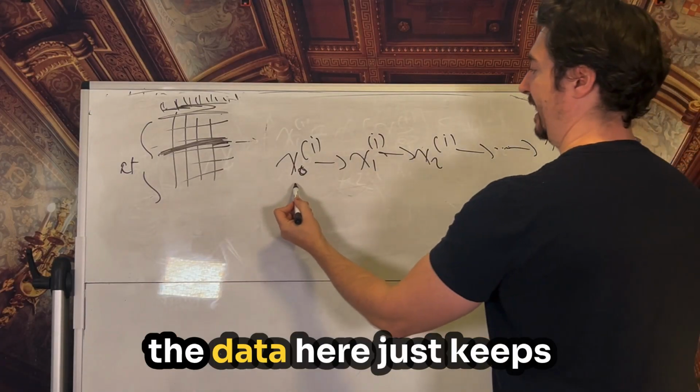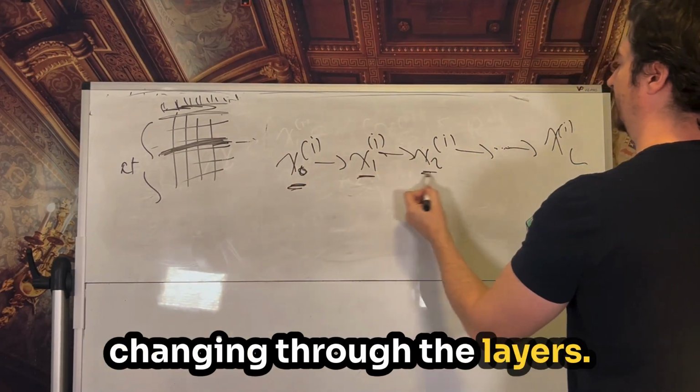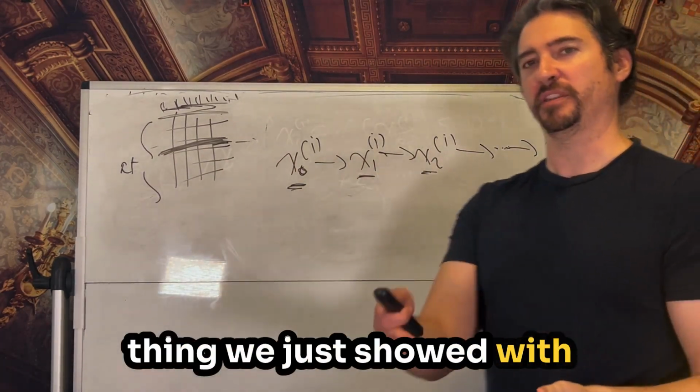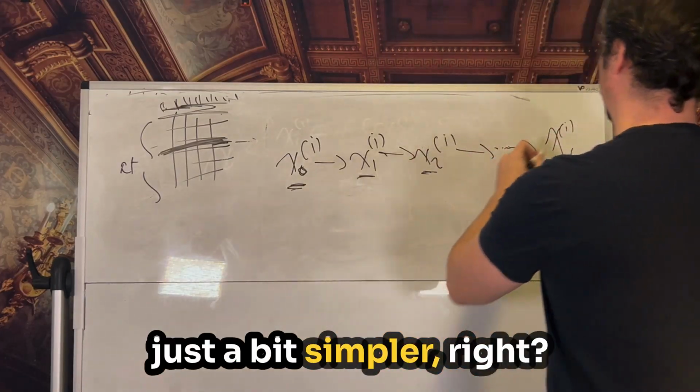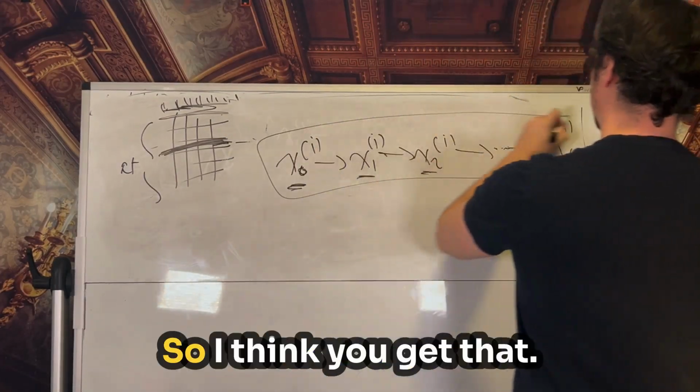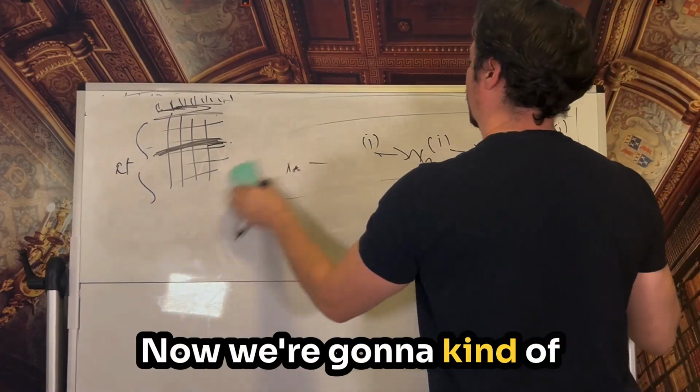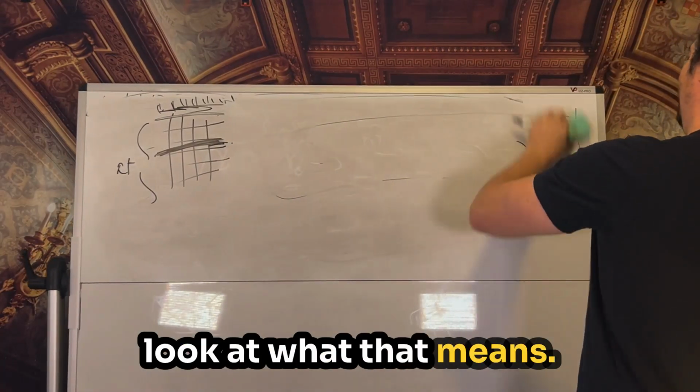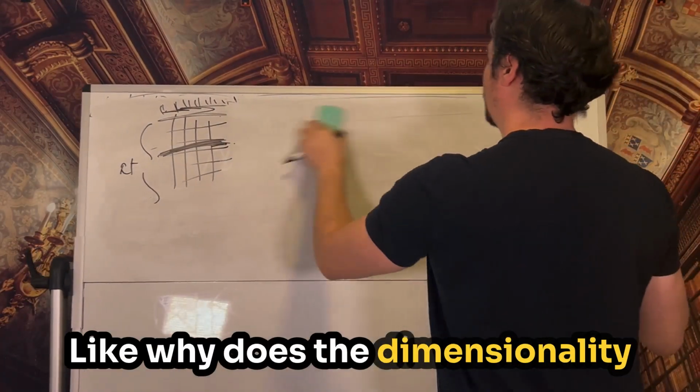And so you're saying the data here just keeps changing through the layers. It's basically the same thing we just showed with the other formula, but a bit simpler. That's the take-home message here. I think you get that. Now we're going to take a little more conceptual look at what that means. Why does the dimensionality of the data change?